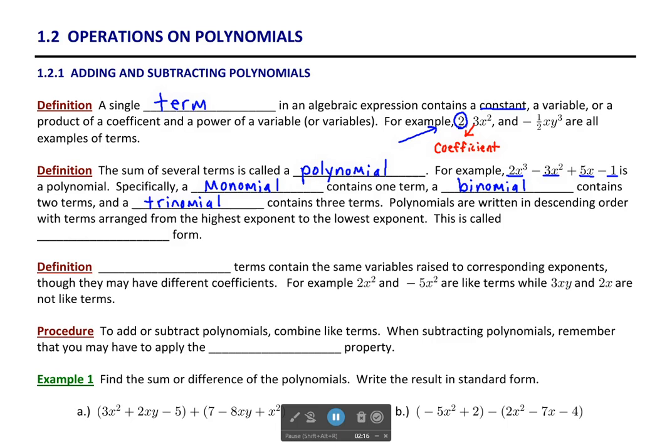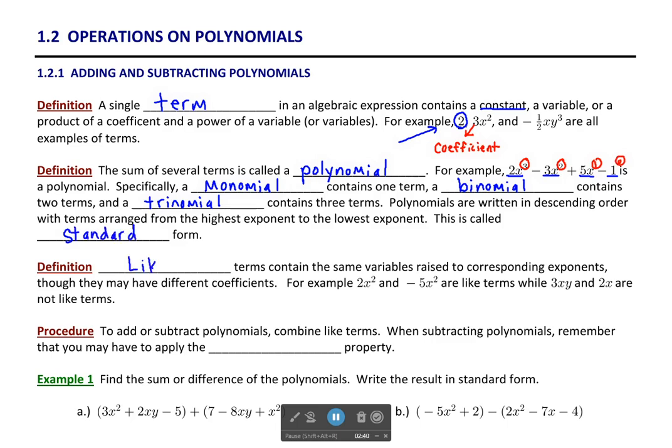Polynomials are written in descending order with terms arranged from the highest exponent to the lowest exponent. In our example here, we started with the highest exponent of 3, and that decreased to 2, to 1, and then exponent 0 on our last term there. This is what we call standard form.